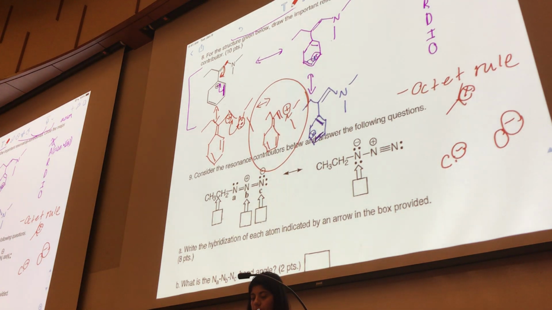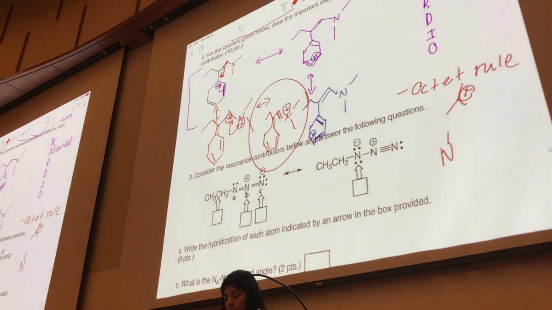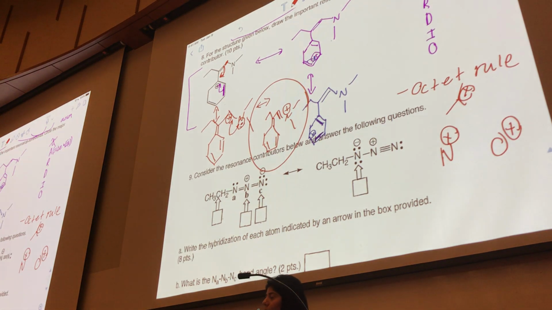And it would be the opposite for positive charges. So if you have a positive charge on a nitrogen versus an oxygen, which one would be more stable with the positive charge? The nitrogen, because it is less electronegative than oxygen. Does that make sense?